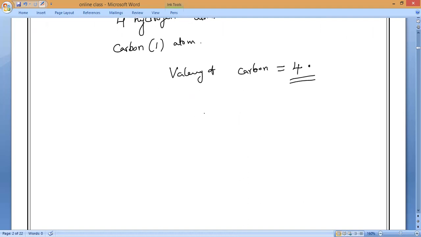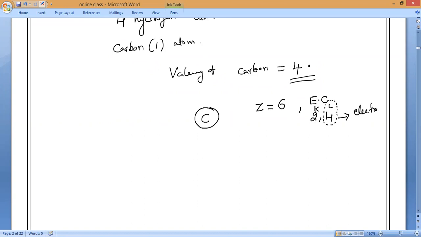All of you remember how the carbon atom looks. If you take this is the carbon, tell me what is the atomic number of carbon? Carbon atomic number 6, sir. And the electronic configuration? 2, 4. So what is the valence shell? L shell. So how many electrons does it have? It has 4, sir.